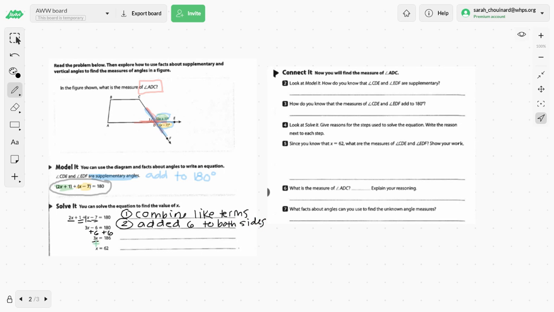Then they had to get rid of the 3, so they divided both sides by 3 to get their answer that x equals 62. So on the next page, page 10, they say, how do we know that they are supplementary? How did we know CDE and EDF were supplementary? And we knew because they formed a straight line.